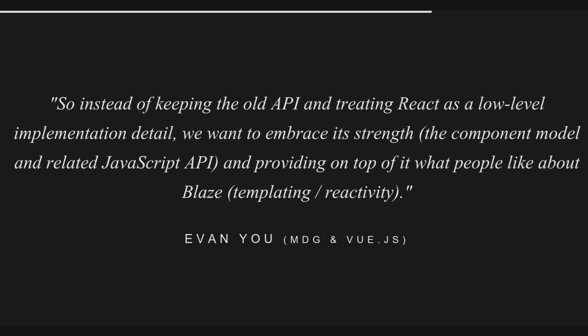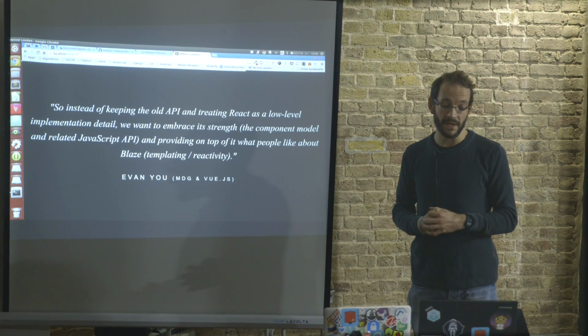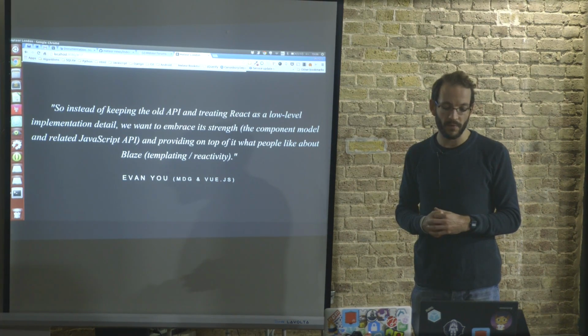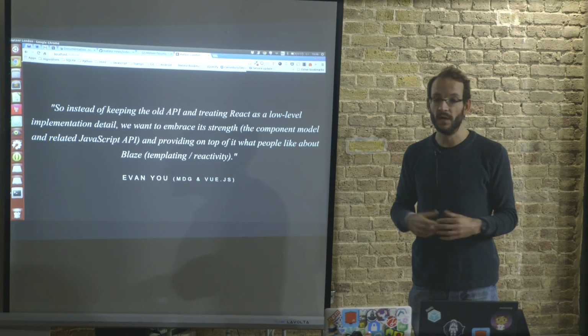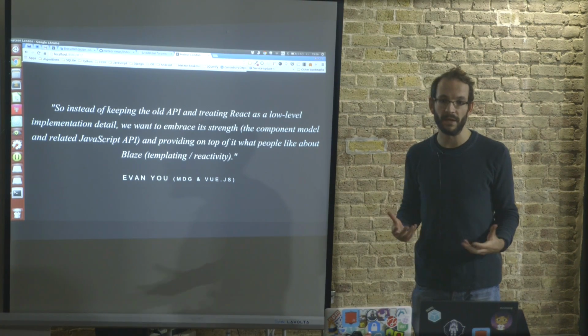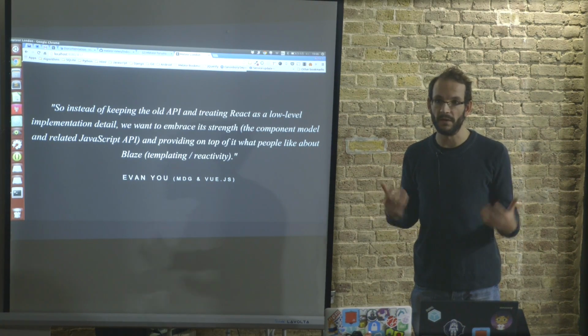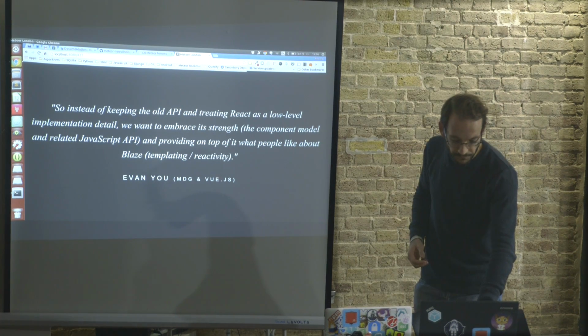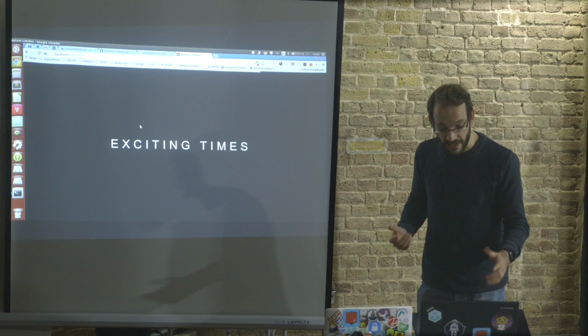And he says, "So instead of keeping the old API and treating React as a low-level implementation detail, we want to embrace its strength, which is the component model, and providing on top of it what people like about Blaze, which is the tight integration with templating and reactivity that people have been using to build apps really quickly using Meteor from day one." Exciting times.